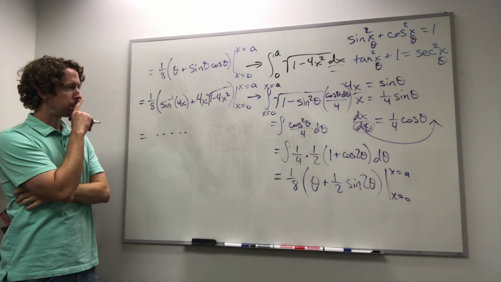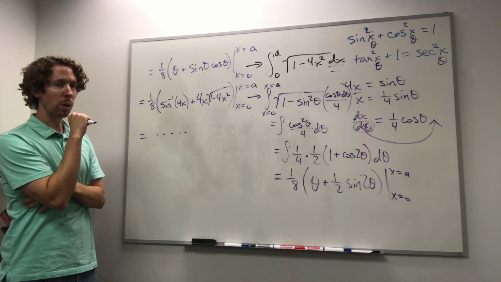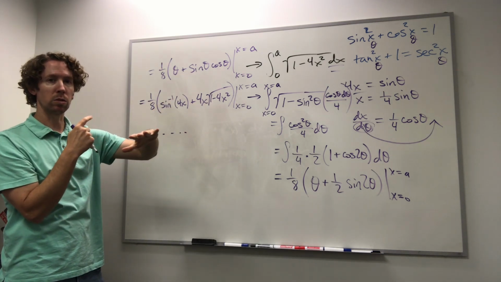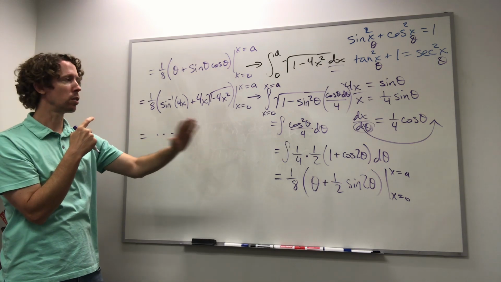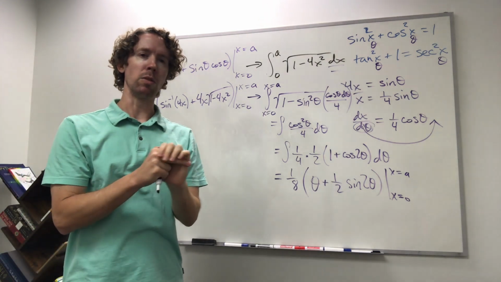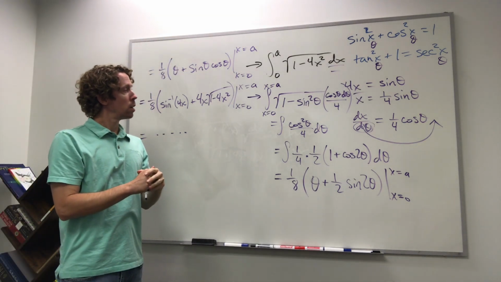So the hurdles that get in students' way are the trig identities. So please don't be intimidated by the trig identities. Those are things that you can get down if you don't remember them. You can get back to them fairly quickly.